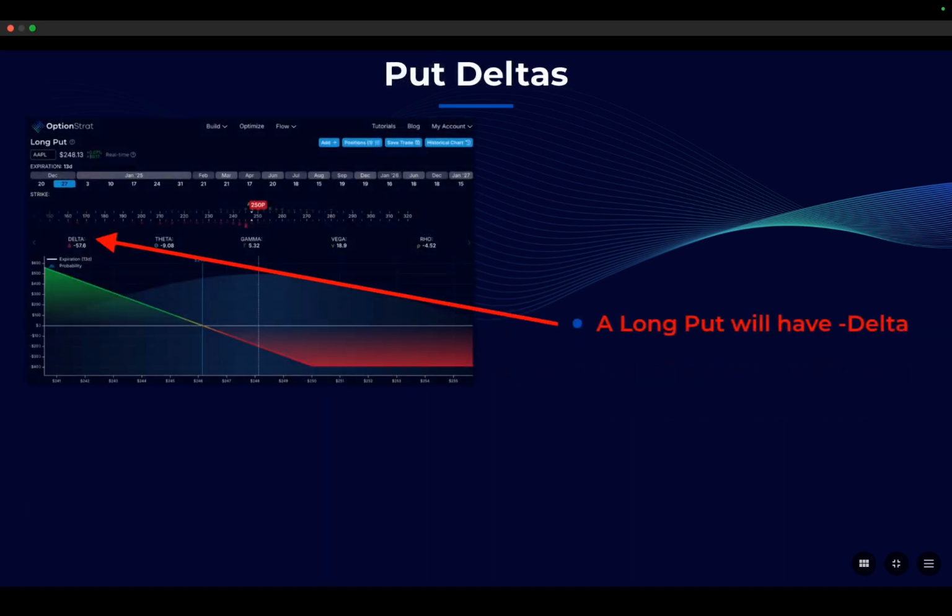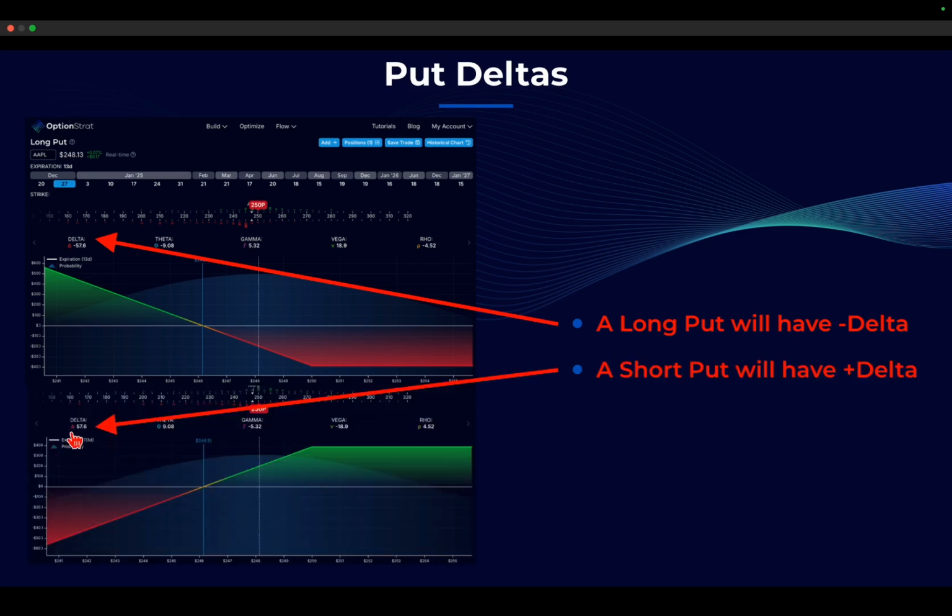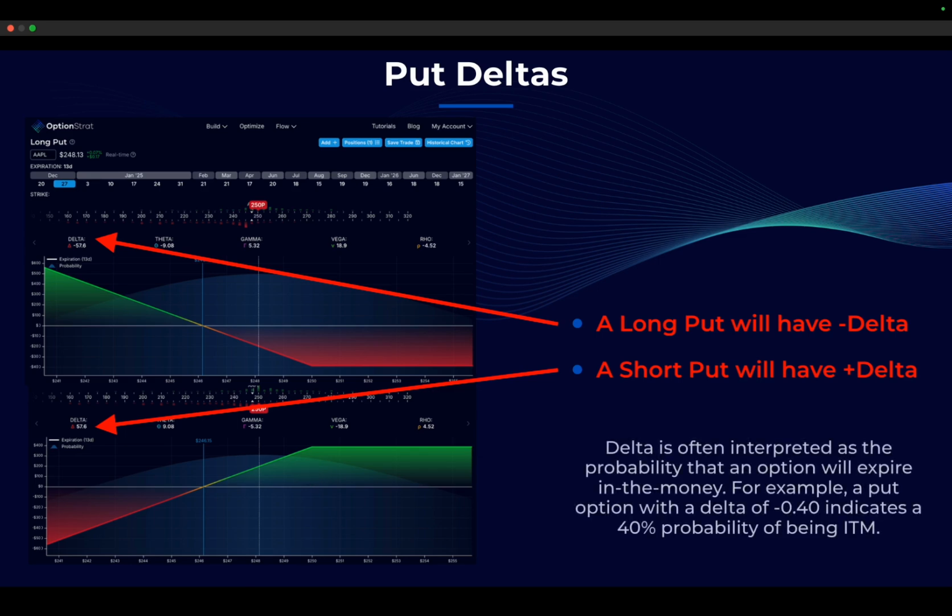Now let's look specifically at put deltas. Going back to Apple, in this particular case, I am long a put. That has negative delta. That is a bearish position. I make money when that goes down. A short put that I sell, so in other words, I've sold a put here, is going to have positive delta. That is a bullish position that will make money when the market goes up. And again, in this particular case, a put option with a delta of a negative 40 indicates a 40% probability of being in the money at expiration.